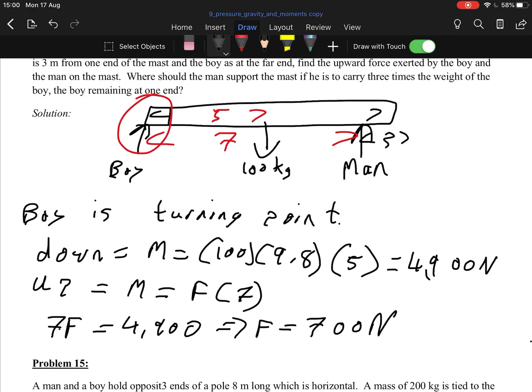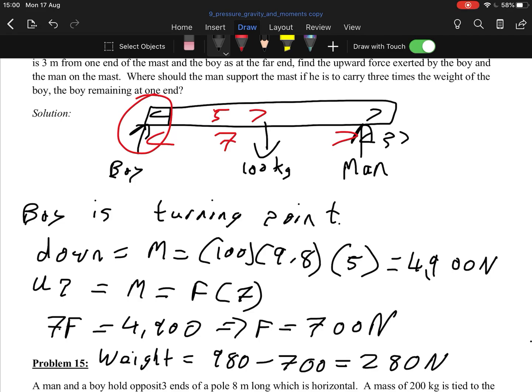Find the upward force. So we now know what the man exerts. He exerts 700. Now the weight of the beam, we know, is 980. So the man is taking 700 of that, which means the boy is only taking 280 newtons. That's the first one.